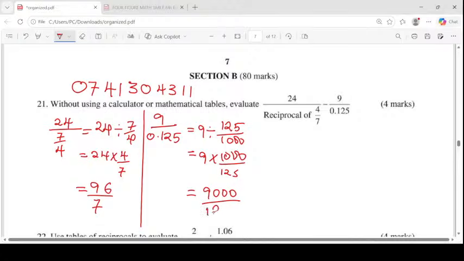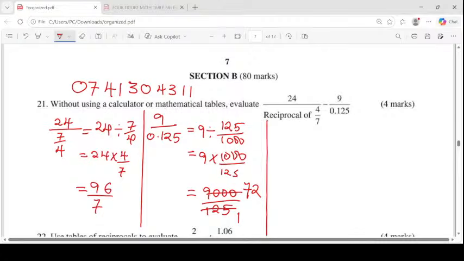over 125. Now, if you have 9,000 over 125, we know that 125 can go here 72 times. So that is like saying 72 over 1.